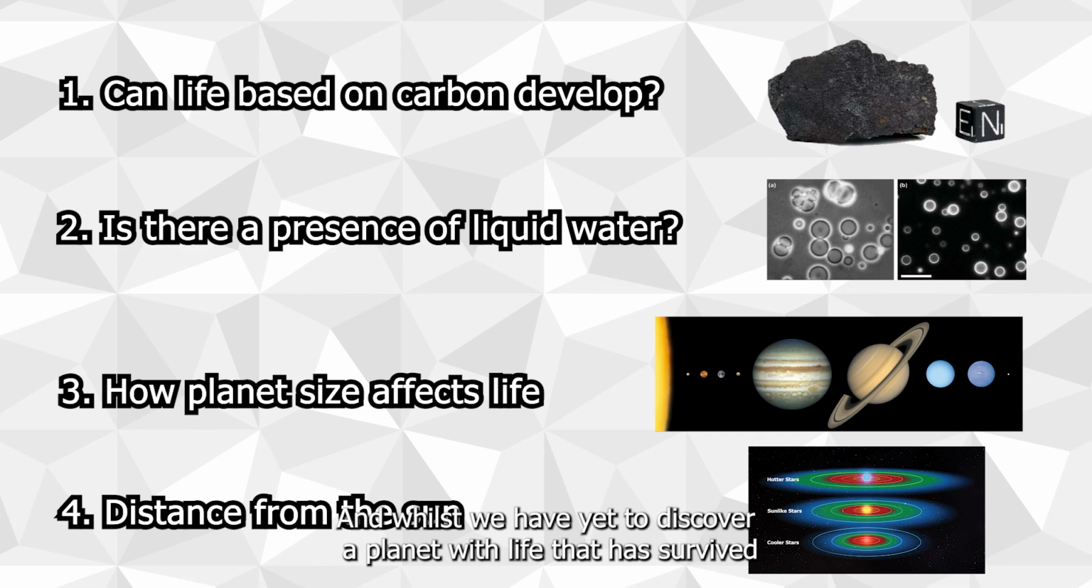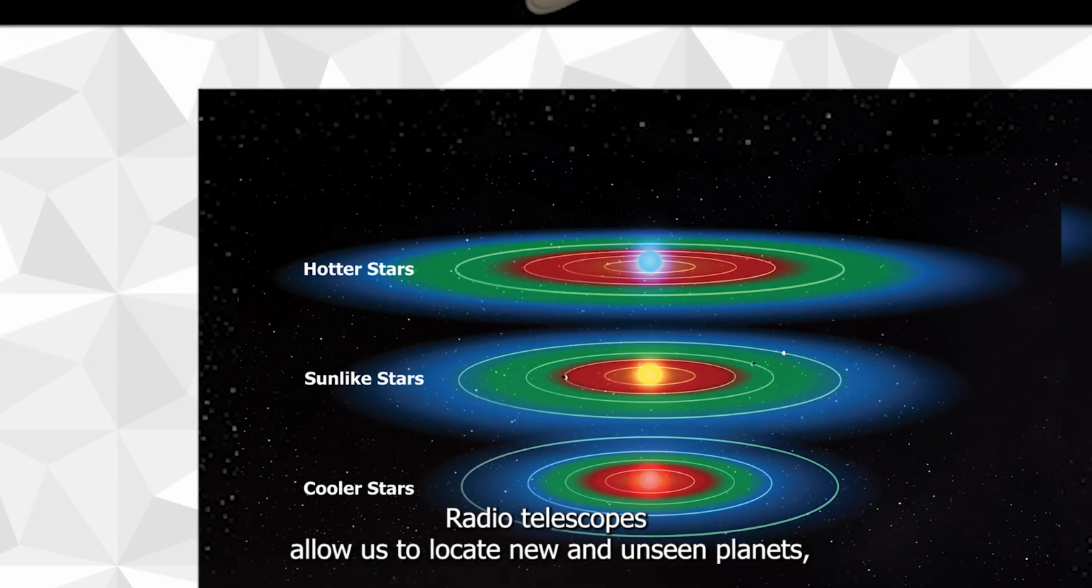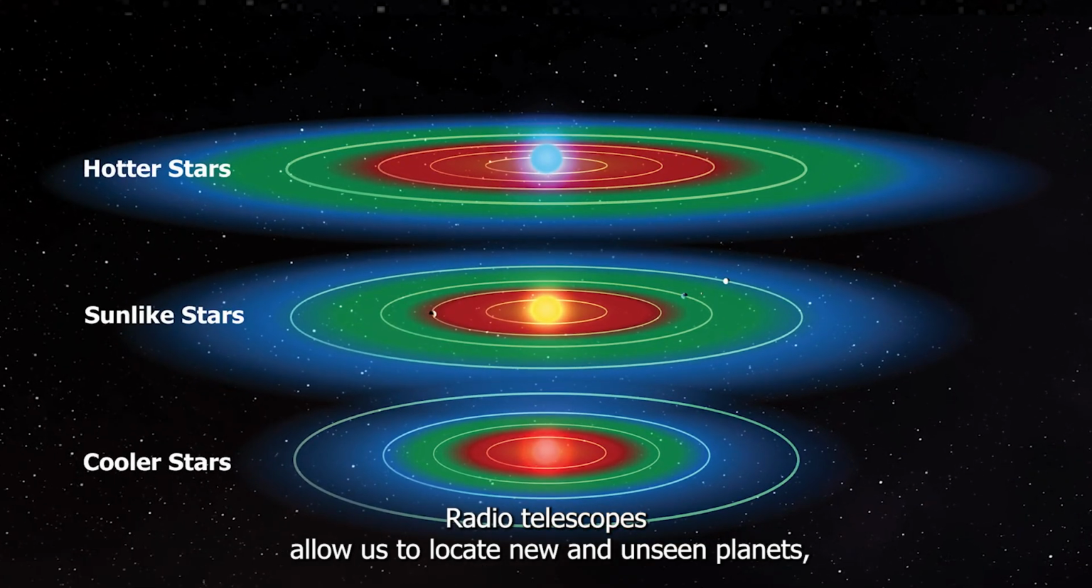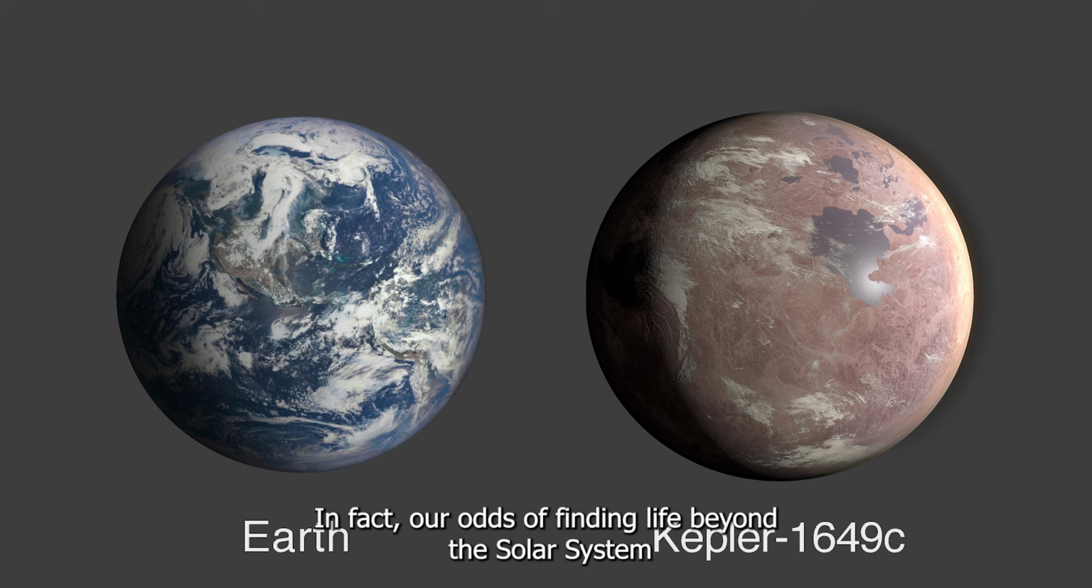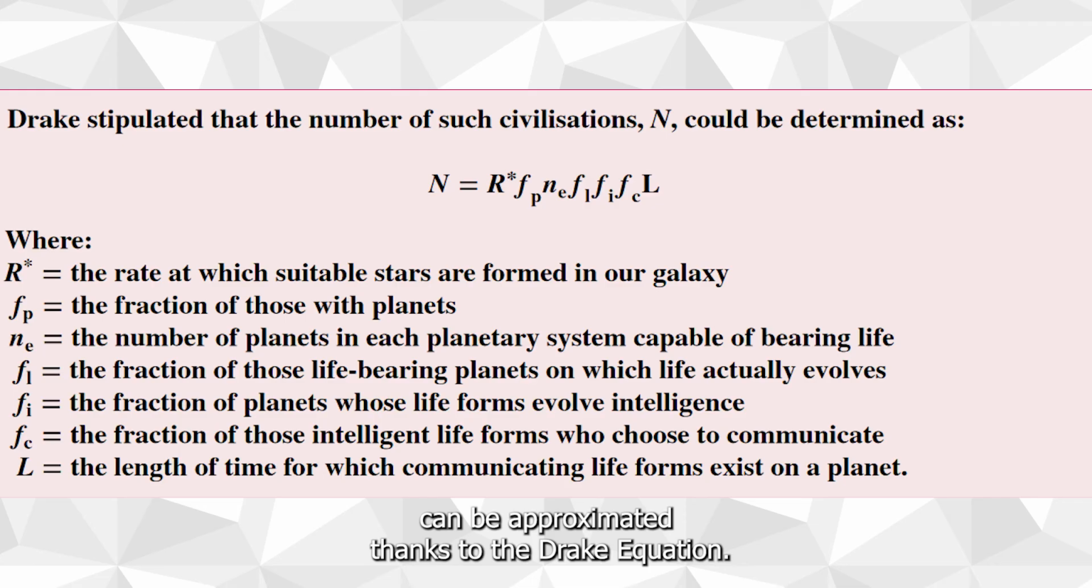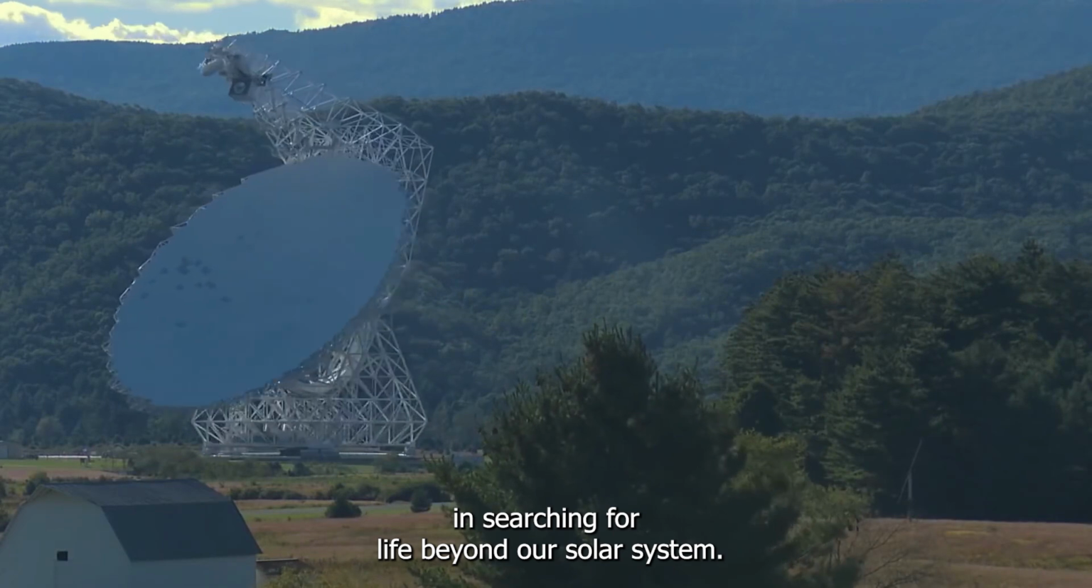And whilst we have yet to discover a planet with light that has survived these conditions, radio telescopes allow us to locate newer and unseen planets, only increasing our odds. In fact, our odds of finding life beyond the solar system can be approximated thanks to the Drake equation. This demonstrates the important role of radio telescopes in searching for life beyond our solar system.